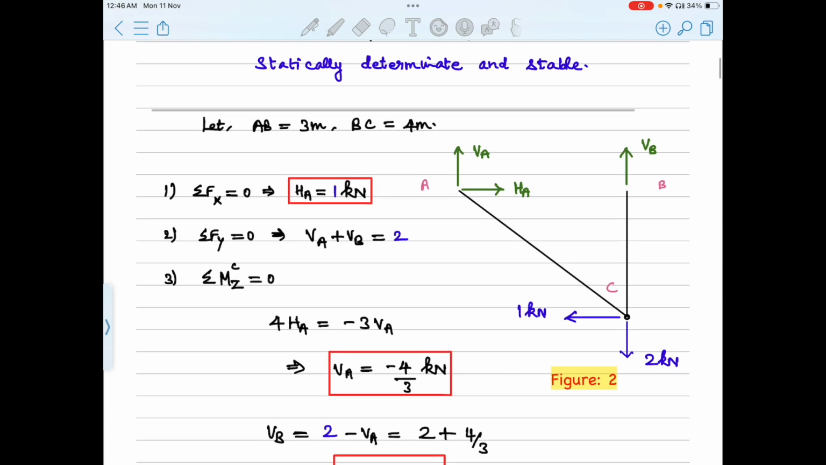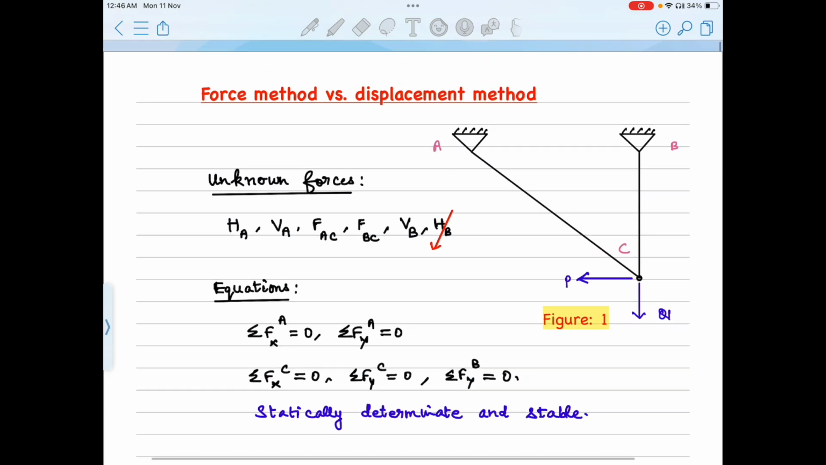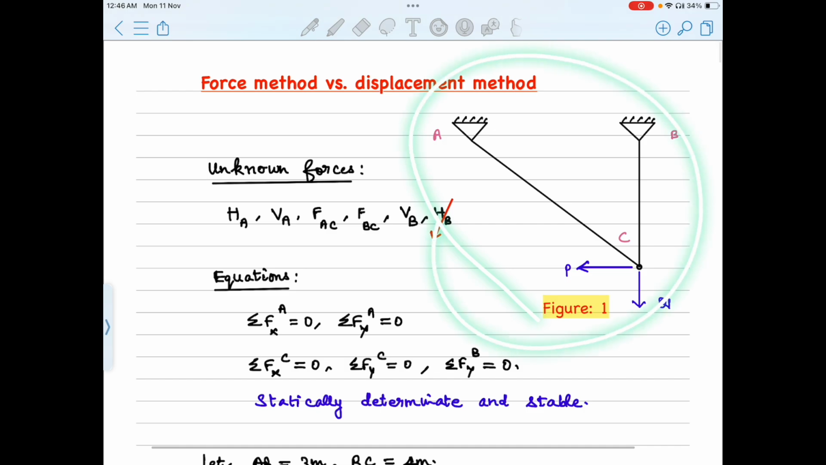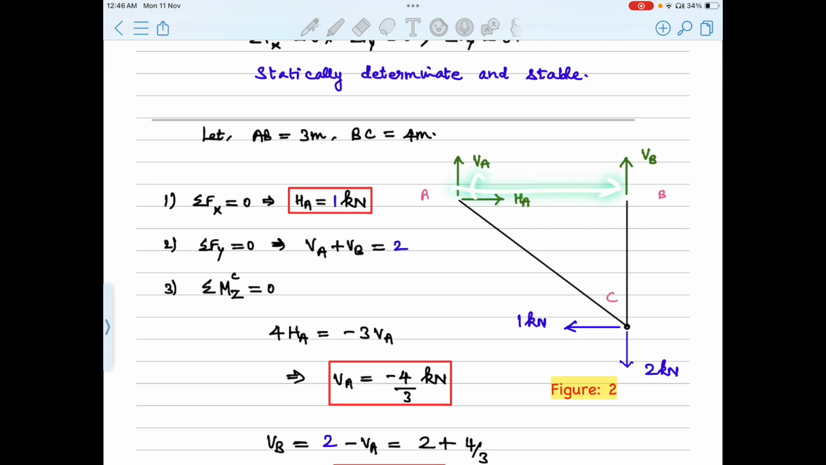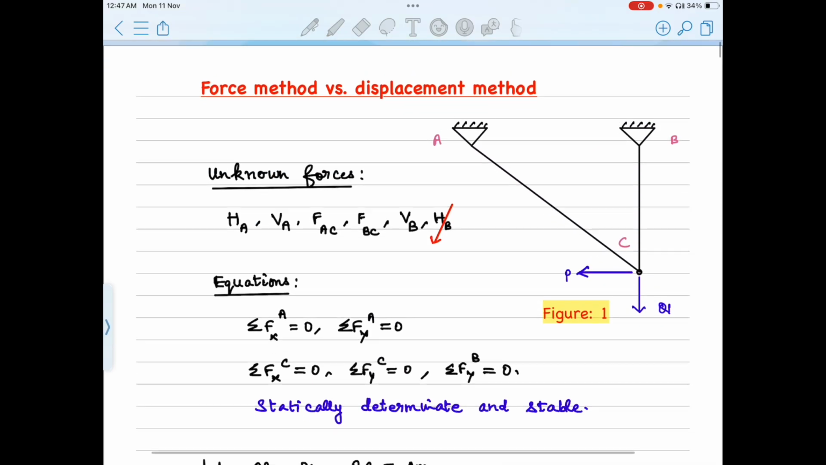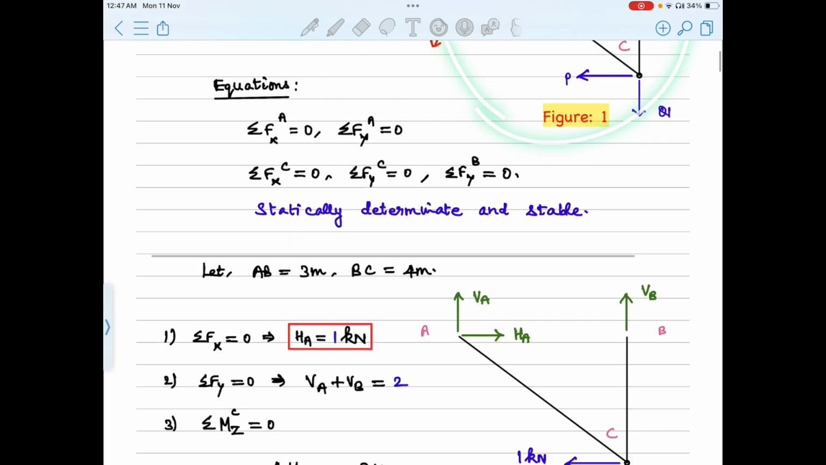Let's now consider AB equal to 3 and BC equal to 4 meters. We are going to solve this problem with some values of AB and BC, that's why we do so. So let AB equal to 3 meters and BC equal to 4 meters. Figure 2 shows the free body diagram of the truss of our interest, that is this truss we are talking about.